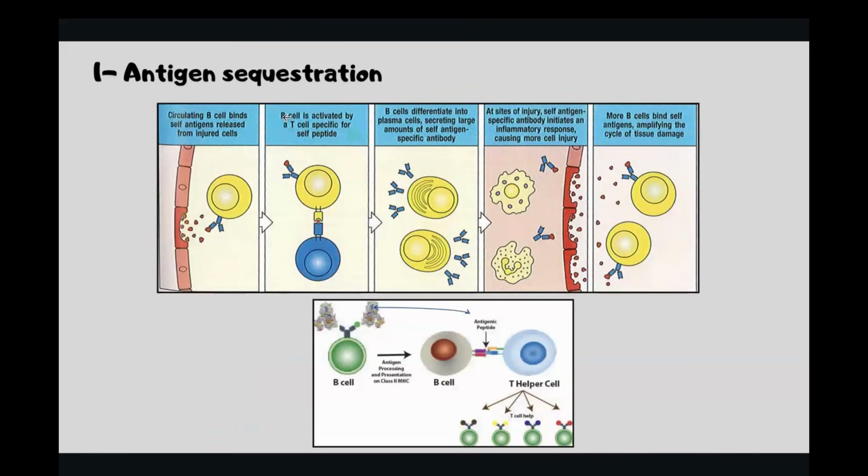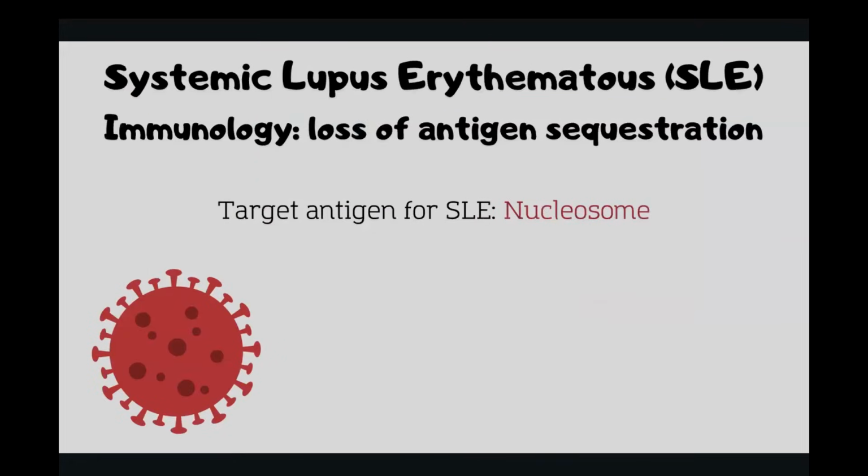So here, this is what I just said about antigen sequestration. A circulating B cell binds self-antigens released from the injured cell. So we have an injury producing antigens. The B cell is going to bind to these, take them, and present them to other autoantibodies that are going to cause further immune reactions.